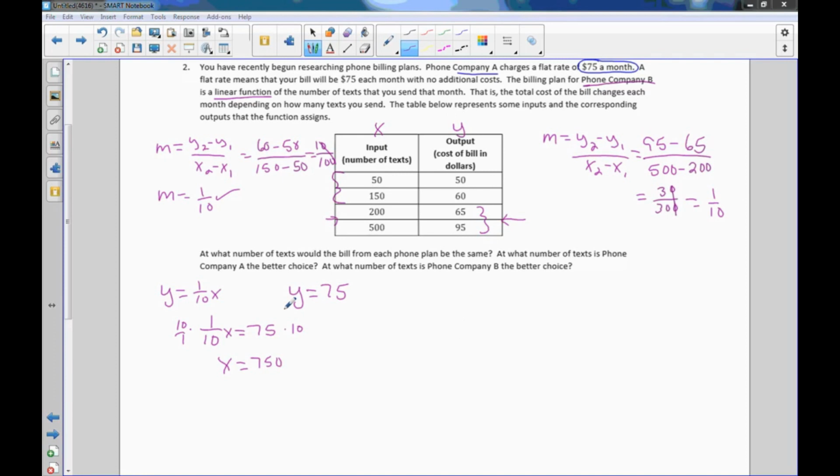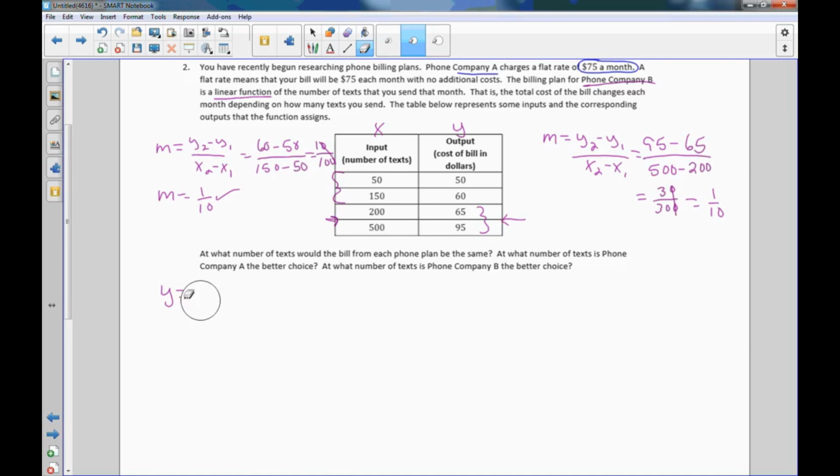Okay, so now that I've done that, remember what I said. My answer has to be between 200 and 500, and 750 is obviously not between 200 and 500. So this did not work. If that doesn't work, don't just say, I didn't get it, I'm done. Keep in mind what we're talking about: linear equations, y equals mx plus b. We already know that phone company A is 75 per month, so that's y equals $75. It never changes. That is correct.